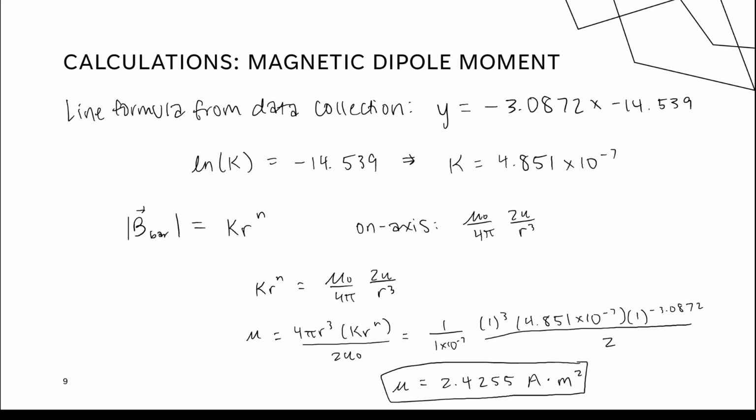So here are the calculations for the magnetic dipole moment. As I was saying before, we used the line formula from our data collection to plug into the distance dependence formula and solve for the magnetic dipole moment.